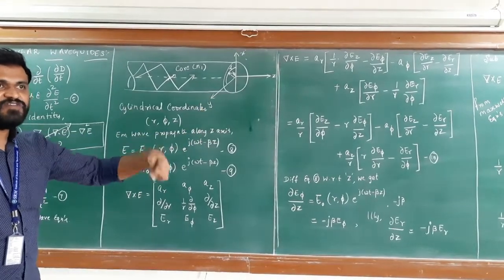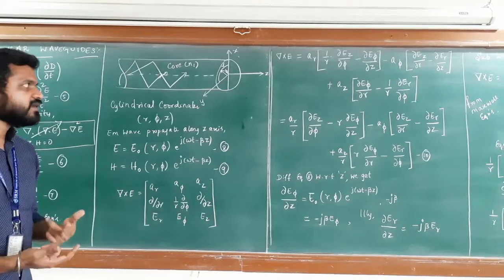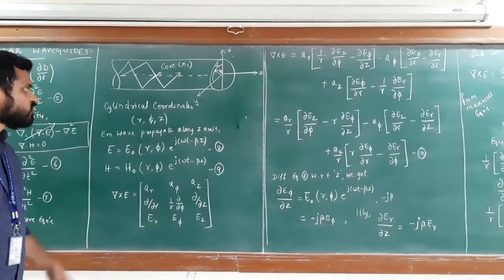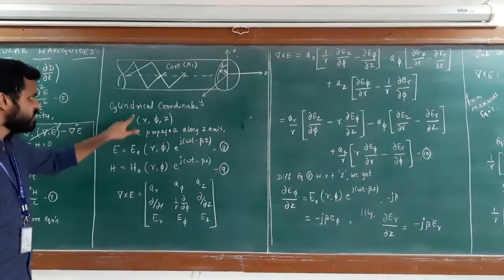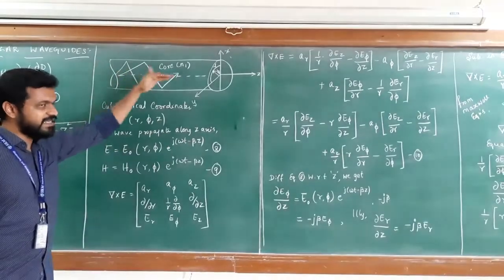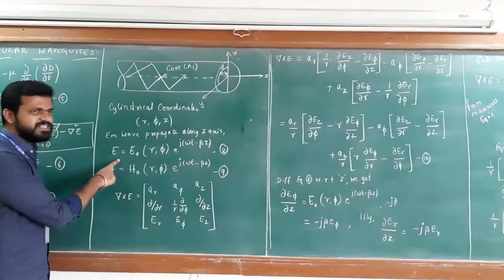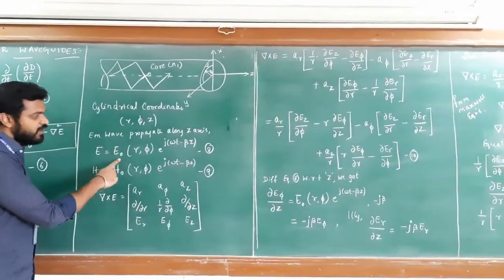So when the electric field and magnetic field pass inside the fiber, how do they change along the propagation? For that we will derive it. So the cylindrical coordinates are r, phi and z. The electromagnetic wave propagates along the z axis. So for the electric field and magnetic field, the basic equation is E is equal to E naught of r comma phi.